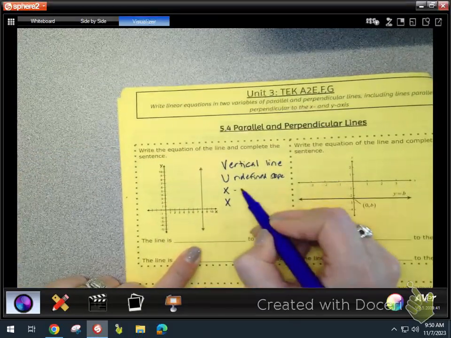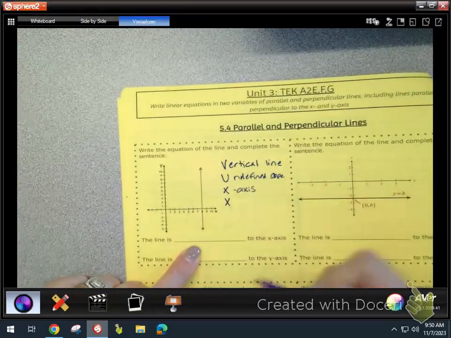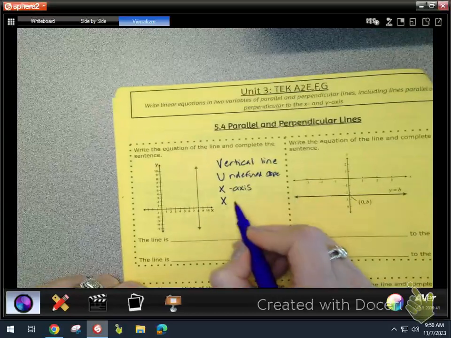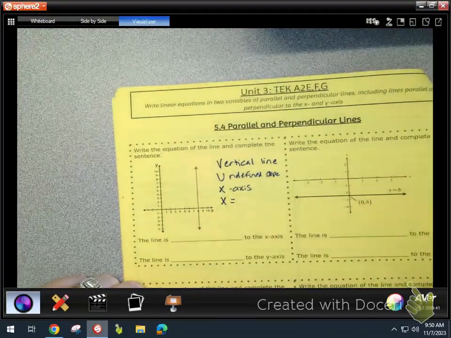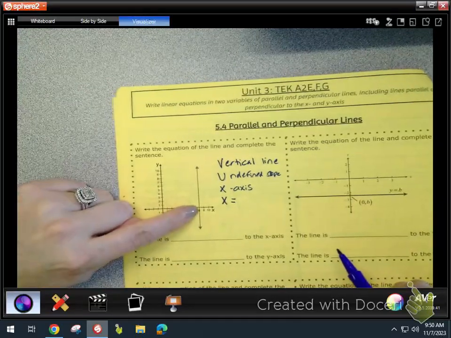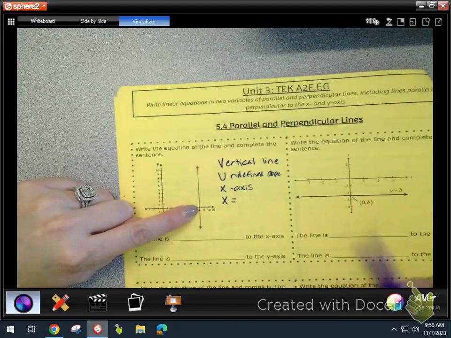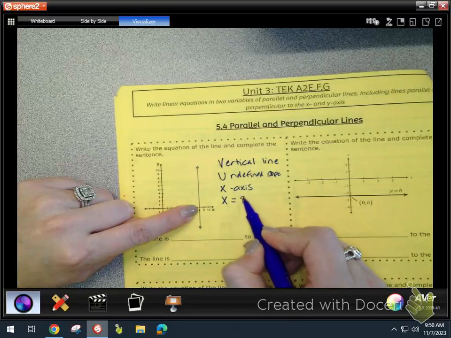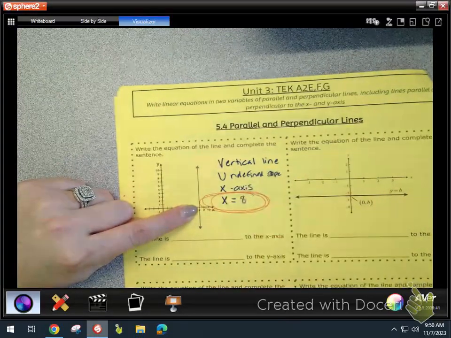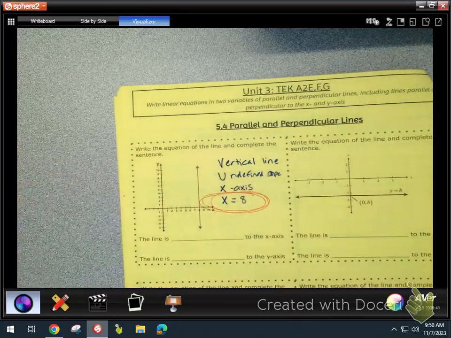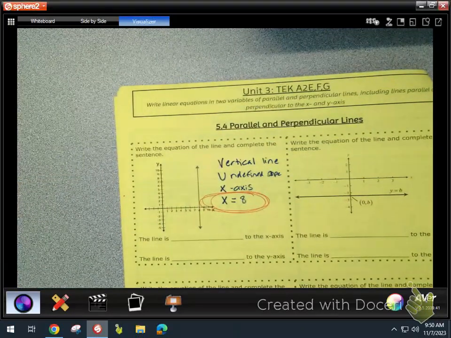The X axis. Now here's the most important one for writing. What is the equation going to be? X equals, what X value did you draw through? Which one? 8. So this is your answer. This is the equation of this line. Okay? You've got to know that vertical lines will be X equals. That's how you write it. You're going to have to write this on this test.